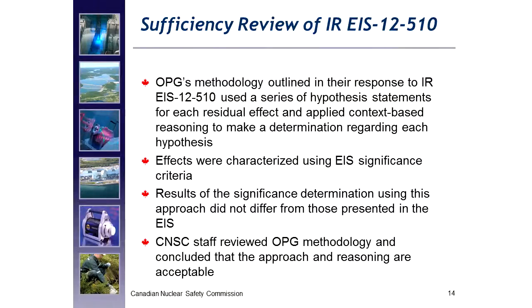Each effect was also characterized using the EIS significance criteria discussed earlier. OPG's initial approach used in the 2011 EIS submission involved categorizing each effect under the various significance criteria and making a determination using a decision tree. OPG's conclusions using the hypothesis approach outlined in their response to EIS-12-510 were consistent with the significance determination made in the EIS. CNSC staff also reviewed OPG's approach and found the hypotheses used as well as the reasoning to be acceptable. Much of the reasoning used to assess each hypothesis was similar to that used by CNSC staff in response to undertaking number 53.